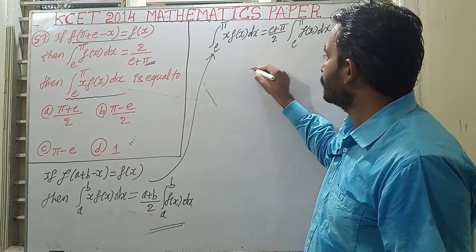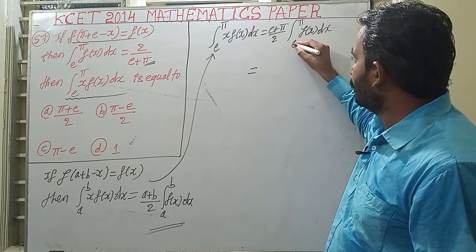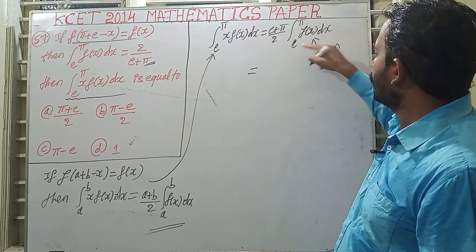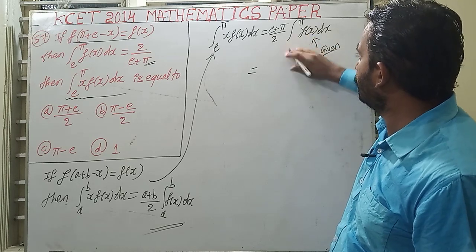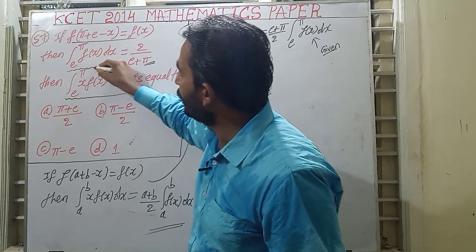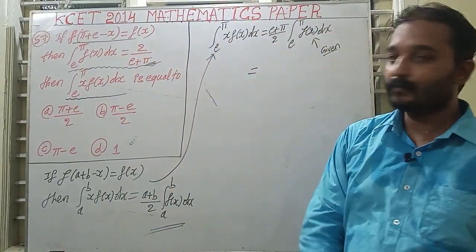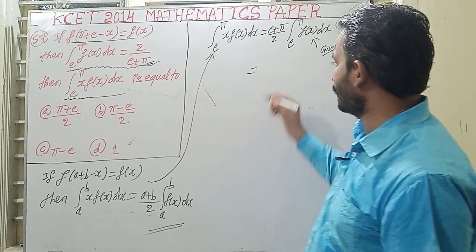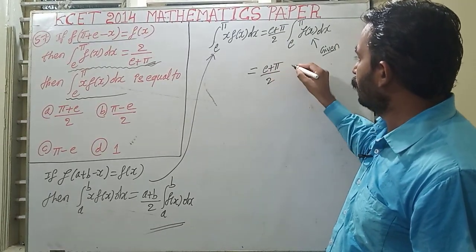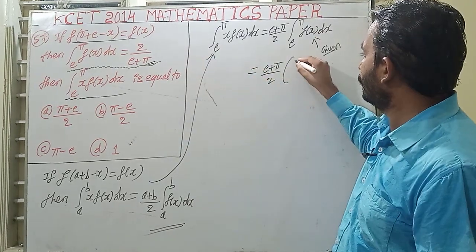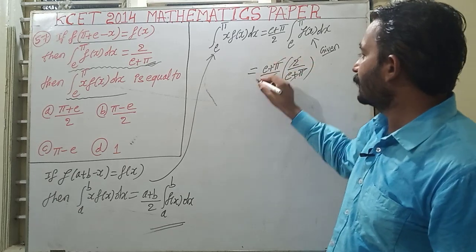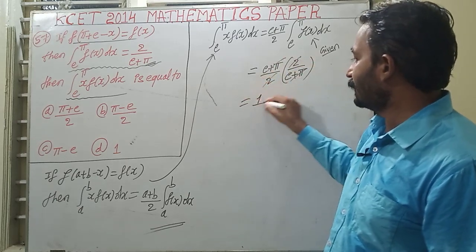So it is given in the question that the integration from e to pi of f of x dx is equal to 2 divided by e plus pi. Substitute this value, we get the required answer: e plus pi divided by 2 into 2 by e plus pi. Here 2 and e plus pi cancel each other. We get the answer 1.